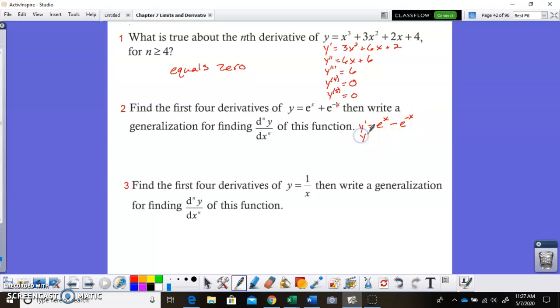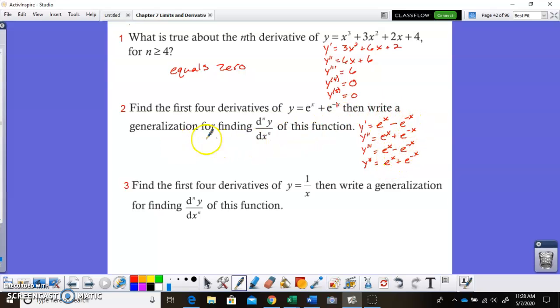All right, so the second derivative, I get e to the x, that stays the same. But this -1 comes down and multiplies, so that becomes plus e to the negative x. The third derivative is e to the x. The negative multiplies, so I have minus e to the negative x. The fourth derivative becomes e to the x plus e to the negative x. So you can see we have a pattern going on here.